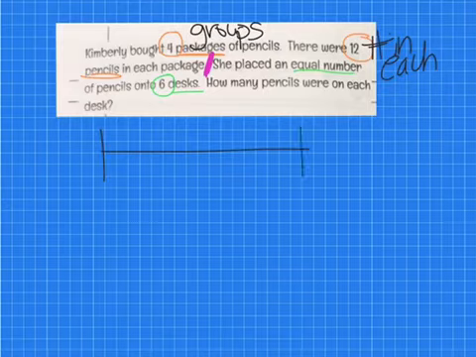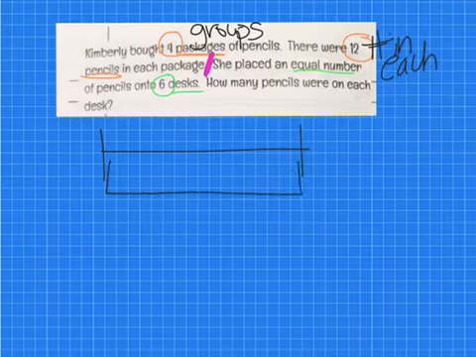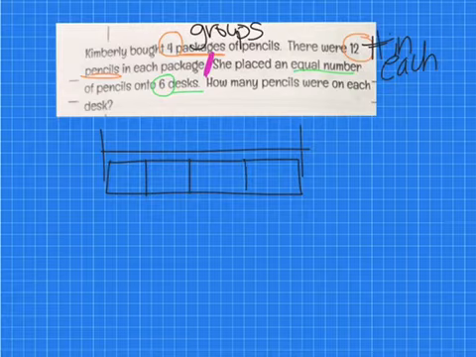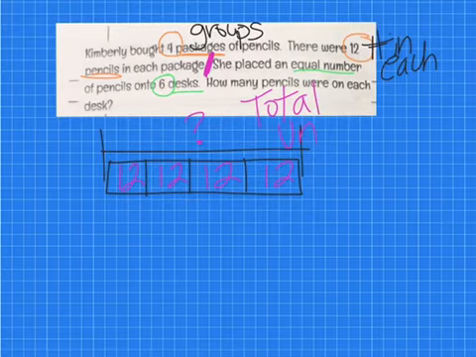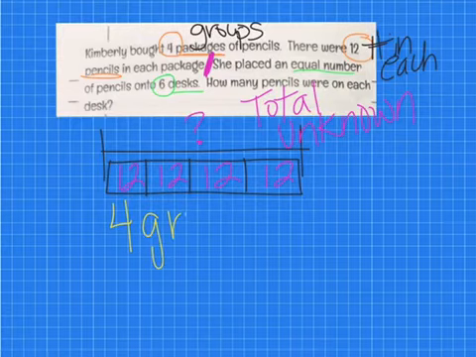I have 4 packages of pencils. So I need to divide my rectangle into 4 groups showing my packages. There were 12 in each. So I'm going to put 12 in each. So here I was looking for the total. The total is unknown in the first part of my word problem. Total unknown.